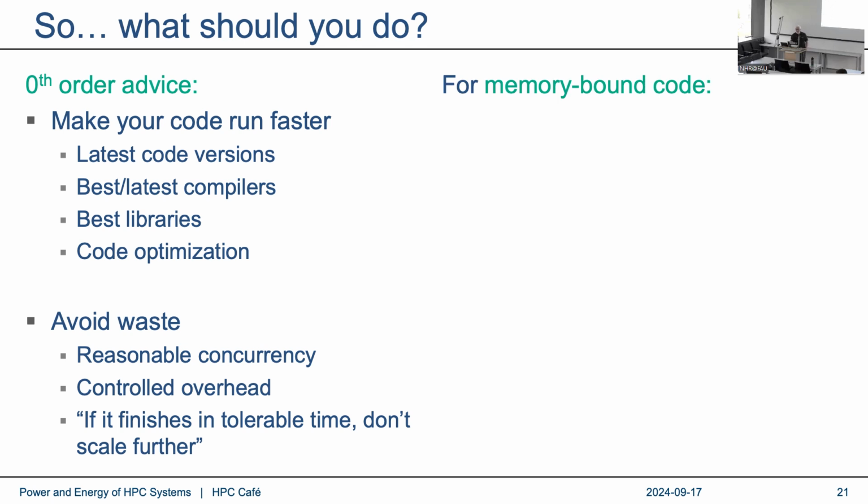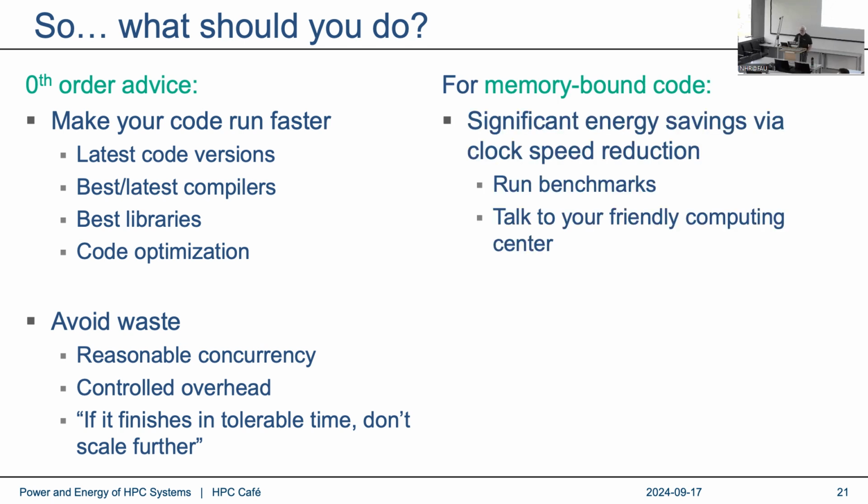For memory-bound code, there may be some headroom to play with. You can have significant energy saving by reducing the clock speed for memory-bound code. Of course, you have to know whether or not your code is memory-bound, so look into ClusterCockpit and do some performance analysis. We can help you with that too. Run benchmarks, talk to us.